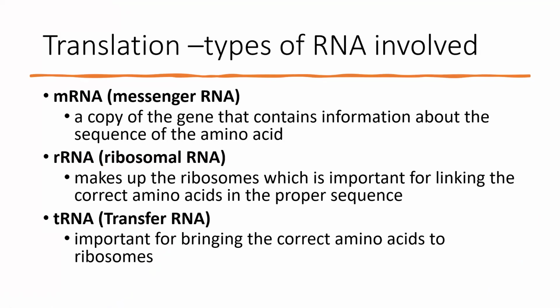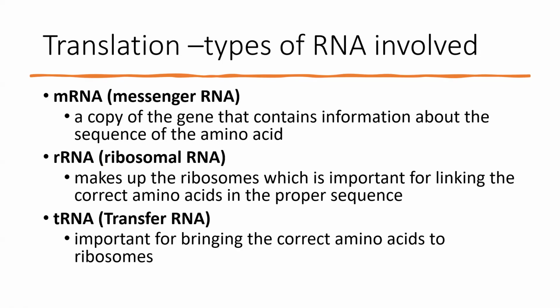All right, we're going to do translation quickly. For translation, we need to have 3 kinds of RNA. And we already know messenger RNA. Messenger RNA is the copy of the gene. It's the recipe, right? It tells you what amino acids to connect together. In fact, we just learned how to read those codes.